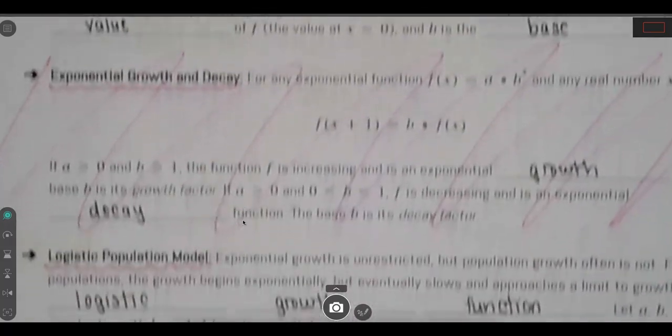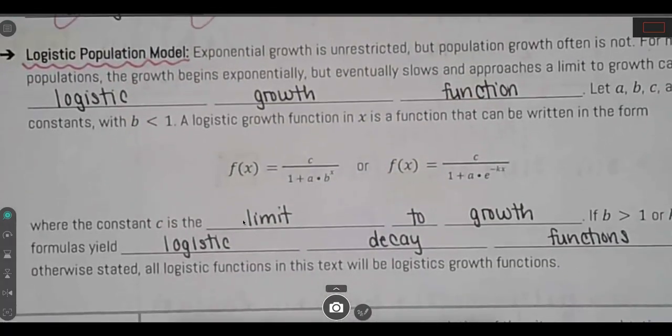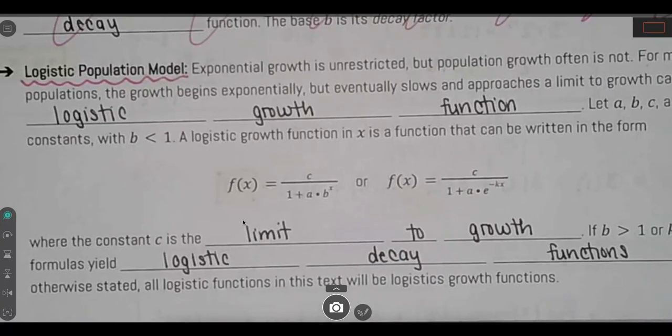And then we're skipping growth and decay, going down to logistic population model. So this is where you have an exponential growth function that has a limit. Like there's some limit where your exponential growth does not pass. So what will happen is, with an exponential model, it'll look like this. Whereas with a logistic model, it'll look something like this.